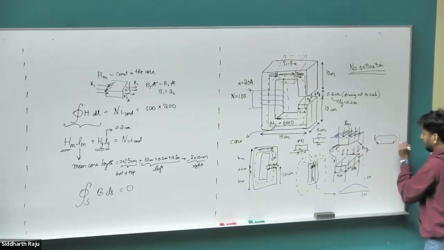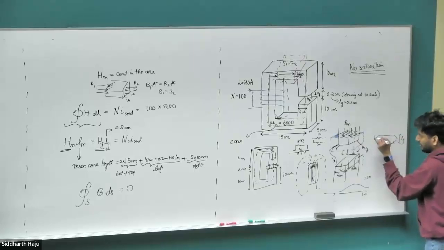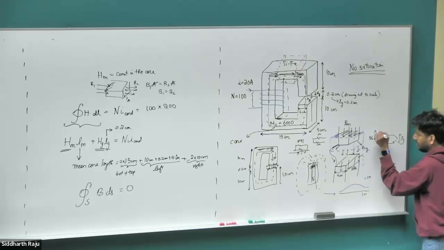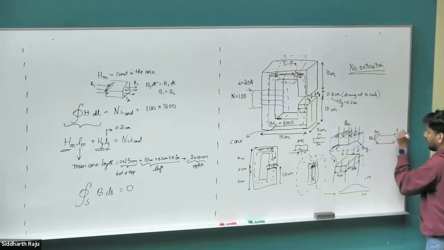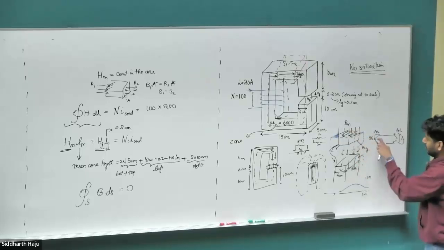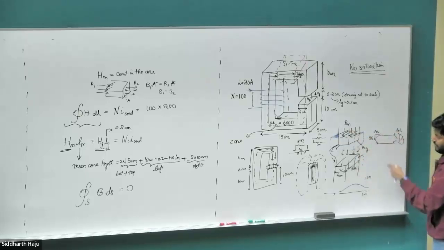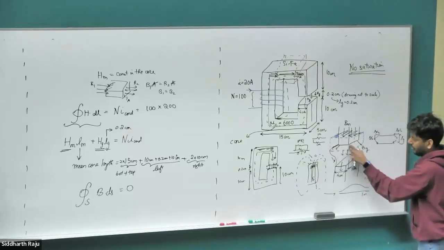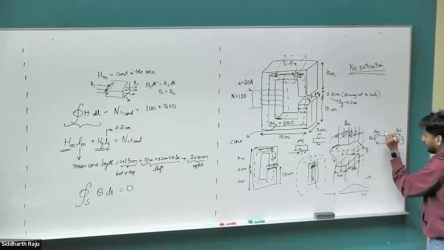That means if this total length is Lg, this length is going to be Lg by 2, this width is going to be Lg by 2, and this width is going to be Lg by 2. And this is going to happen on all four sides. So what you're basically doing is this Lg by 2 and this Lg by 2 becomes Lg, and you add it on to the width of the iron core, whatever the width of this iron core is.